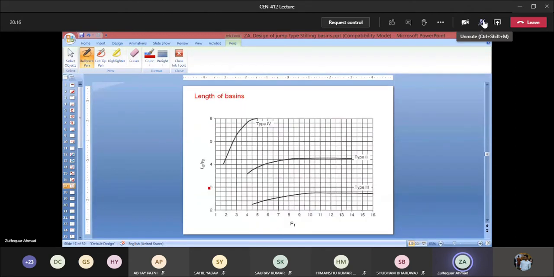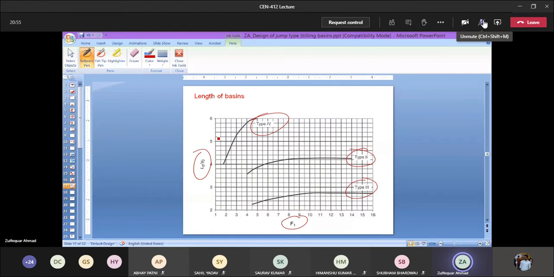Now, how will you get the length of the jump? You have already gone through it in channel hydraulics, but this is not a classical jump. So here you have the jump in graphical form, where the length of the basin, LB by Y2, is related to the incoming Froude number F1. This is type 3, this is type 2, and this is type 4. So for the different Froude numbers, you have to select the basin, and then you have to get the length of the basin.